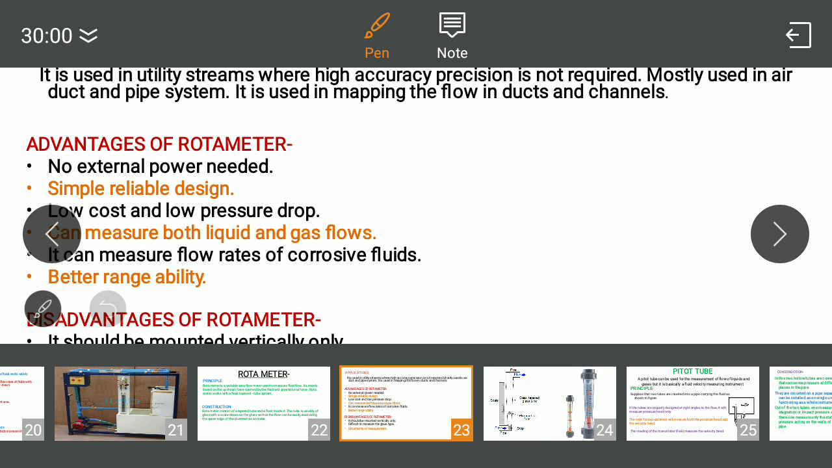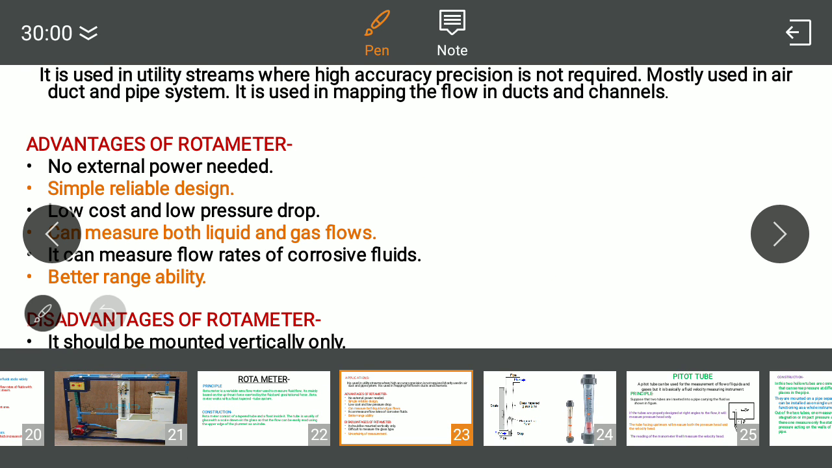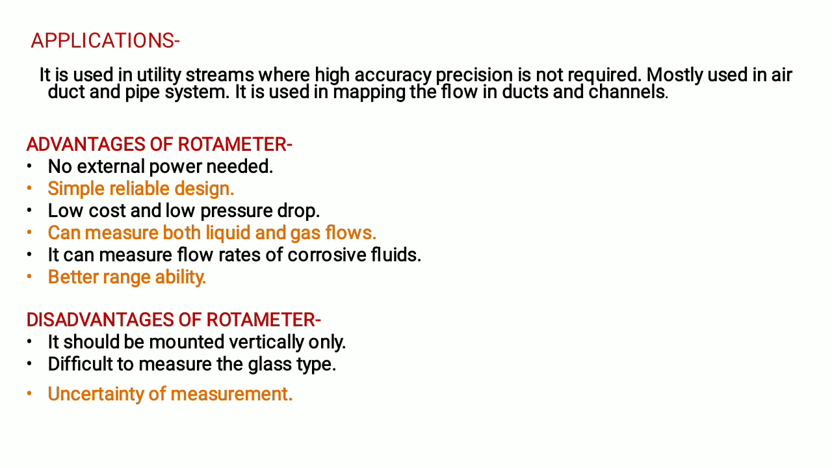Okay, so the advantages: it is used in utility streams where high accuracy and precision is not required, mostly used in air duct and pipe systems. It is used in mapping the flow in ducts and channels, especially for commercial purposes it is used as a water meter reading, right? Advantages: no external power is needed, simple reliable design, low cost, low pressure drop. It can measure both liquids and gases flow. It can measure flow rates of corrosive fluids also. It has better rangeability.